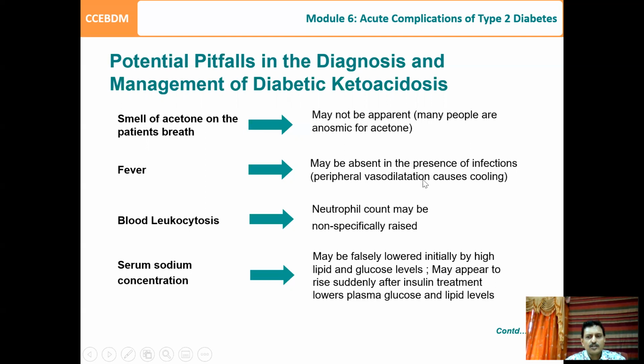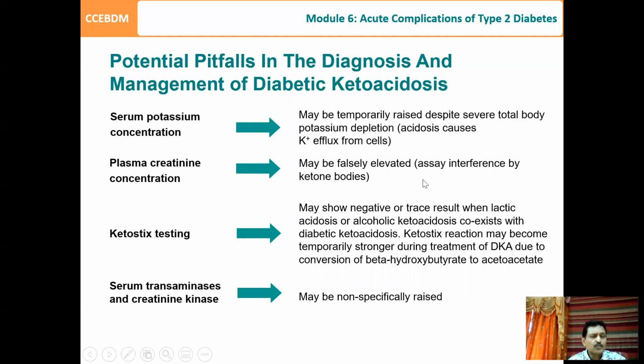Now serum potassium concentration, as I've told you, initially it may be high, because the intracellular potassium has come out into the extracellular space, but the patient actually suffers from potassium deficit because there is an intracellular deficit in the potassium. As you know, potassium is basically an intracellular ion, and in the extracellular fluid concentration of potassium is roughly around 4 to 5 milliequivalent per liter, whereas the intracellular potassium is roughly around 140 milliequivalent per liter.